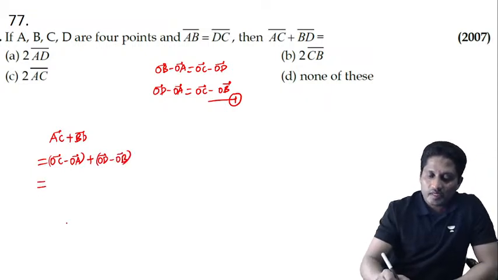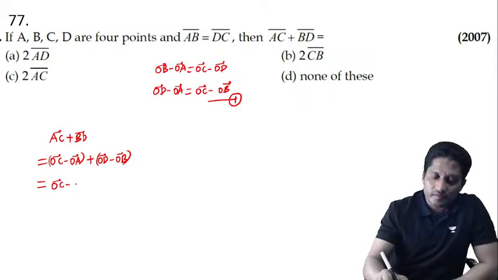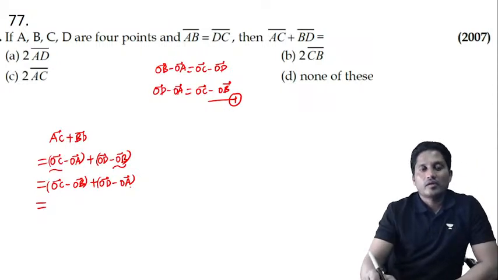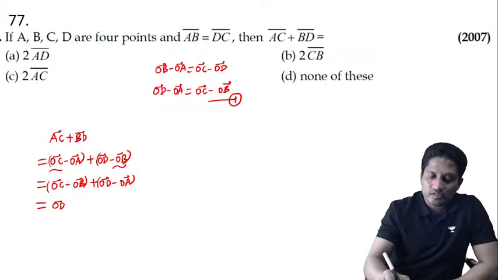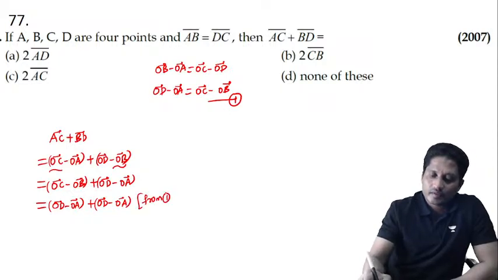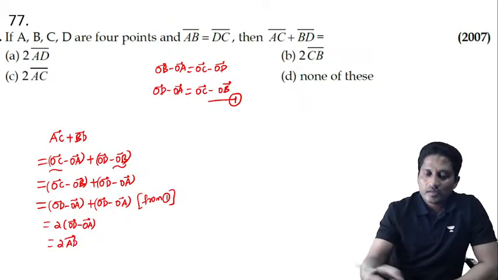Now I'll do the grouping. I will group this as OC minus OB, the first and last. Left out is OD minus OA. From equation 1, OC minus OB is equal to OD minus OA. Plus this is OD minus OA. If I add, I get 2 times OD minus OA, which is equal to 2 times AD vector. Answer is option A.